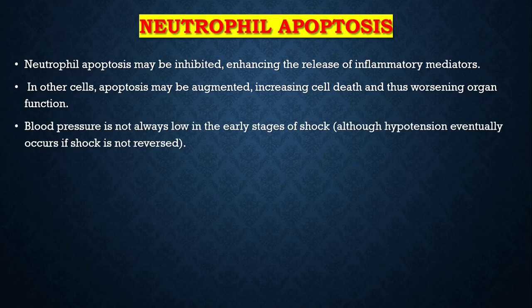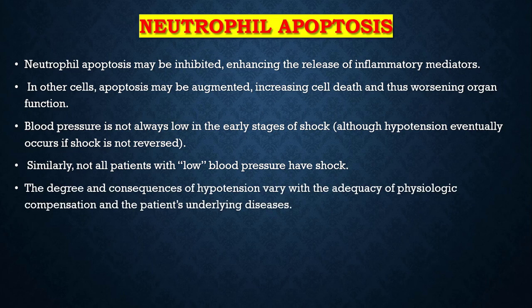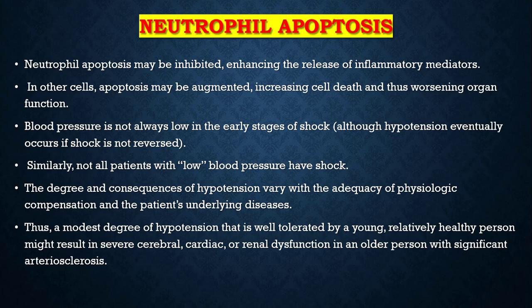Blood pressure is not always low in the early stage of shock, although hypotension eventually occurs if shock is not reversed. Similarly, not all patients with low blood pressure have shock. The degree and consequence of hypotension vary with the adequacy of physiologic compensation and the patient's underlying disease. Thus, a modest degree of hypotension that is well tolerated by a young, relatively healthy person might result in severe cerebral, cardiac, or renal dysfunction in an older person with significant atherosclerosis.